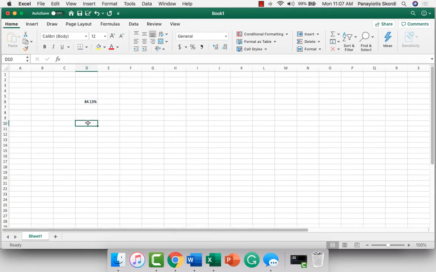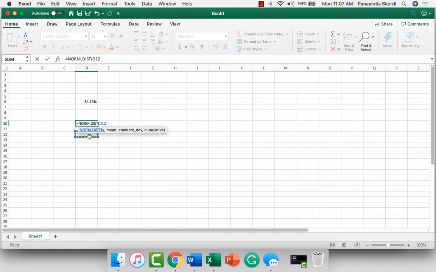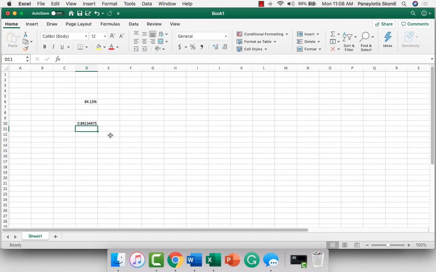So let's try equals. So this time it's going to be norm.dist, and the X was 12, and the mean was 10, and the standard deviation was 2 and 1. So let's just recap that. X was 12, we want to find the probability that it was less than 12 minutes. The mean was 10, the standard deviation was 2, and we're going to put 1 or true at the end. And that's giving us the same answer as we had above.